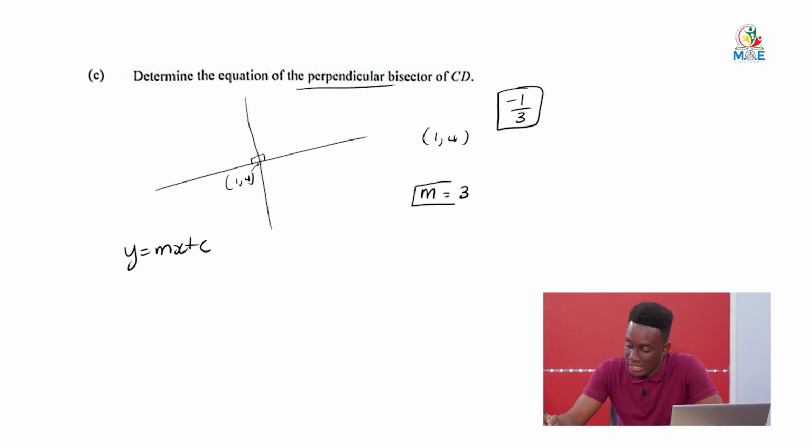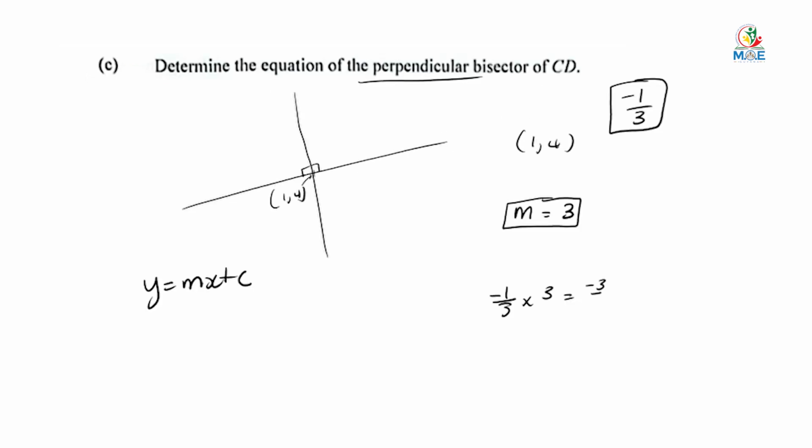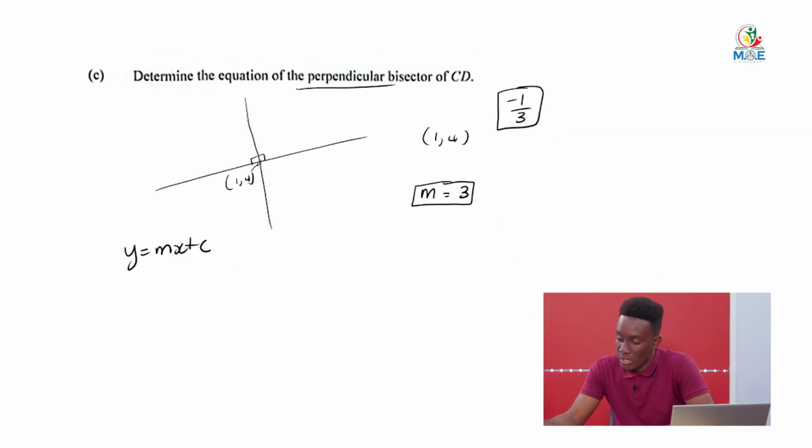The gradient of the line that we're interested in is +3, because if we multiply -1 over 3 by +3, we'll end up with -3 over 3, which equals -1. As long as the product of the gradients of two perpendicular lines is -1. So in simpler words, we just find the negative reciprocal of the other line. And by reciprocal, we mean we just flip it and we flip the sign. So the gradient of the line we're interested in is -3.